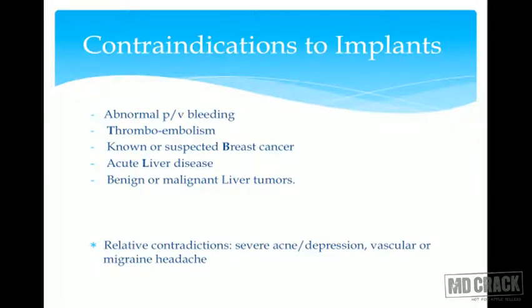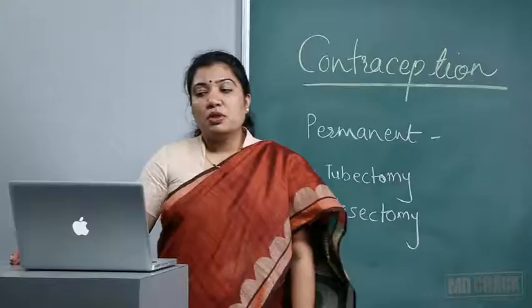What are the contraindications for implants? If there is any irregular PV bleeding, we should not go for these implants, because we don't know whether it is because of the implant or because of any other existing pathology. Thrombophlebitis. Then if there is any family history or known breast disease in that female or any suspected breast cancer, then this should not be used. Acute liver diseases are again a contraindication.